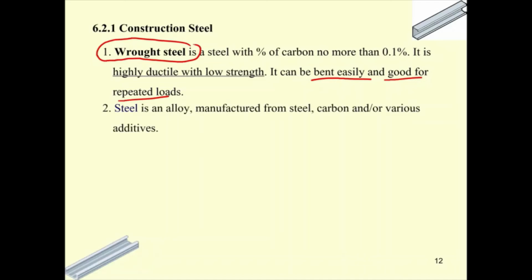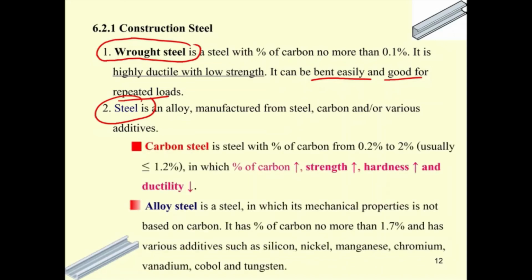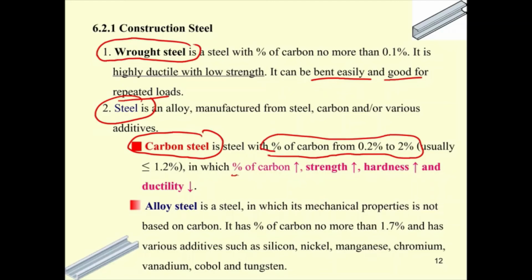And we use steel. Steel can be two things. It can be carbon steel, and it can be alloy steel. For the carbon steel, the main property of the steel is based on the percent of carbon put into the steel. When you put more carbon into the steel, it improves the strength, improves the hardness, and reduces the ductility. That means high carbon steel sometimes has high strength and high surface hardness and less ductility.